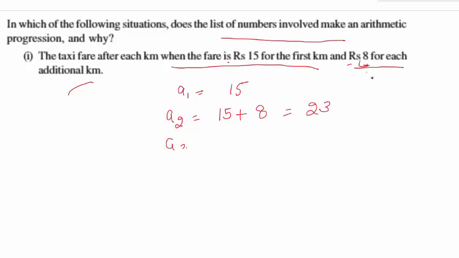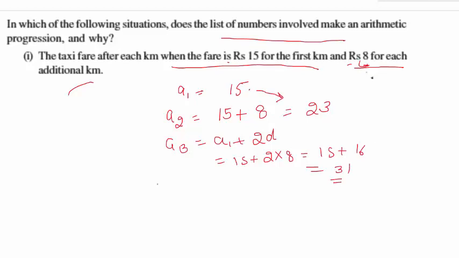And for the third, this will become A1 plus 2 times D, that is common difference. So A1 is 15 plus twice of D, that is 8, and this will become 15 plus 16, that is 31. So this is in the form of AP. Hence 15 is the first term, second term is 23, and the third term is 31, and so on. So this is an arithmetic progression.